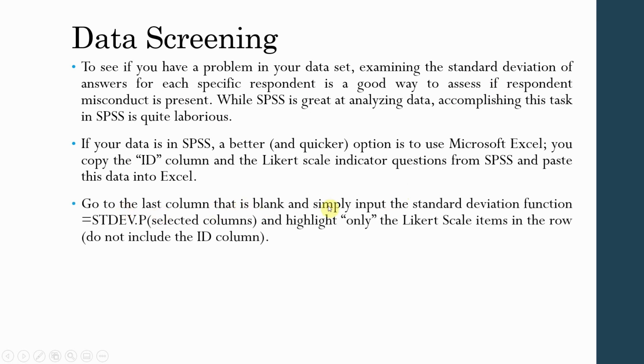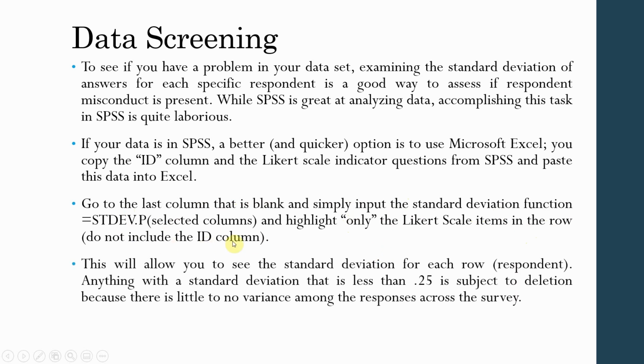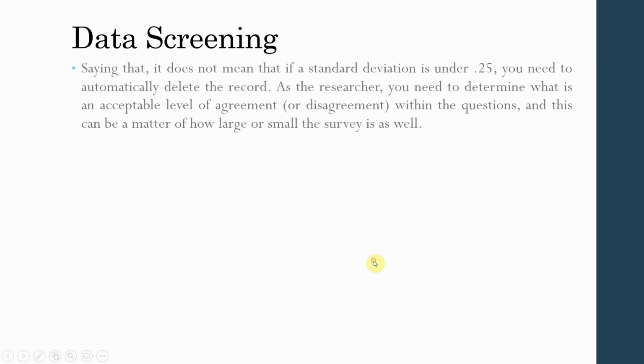Now, go to the last column that is blank and simply input the standard deviation function in Excel, and highlight only the Likert scale items or statements. Do not include your ID column. This will allow you to see the standard deviation of each row for each respondent. Now anything with a standard deviation that is less than 0.25 should be deleted because there is little or no variance among the responses across the survey. Now how do we do this?